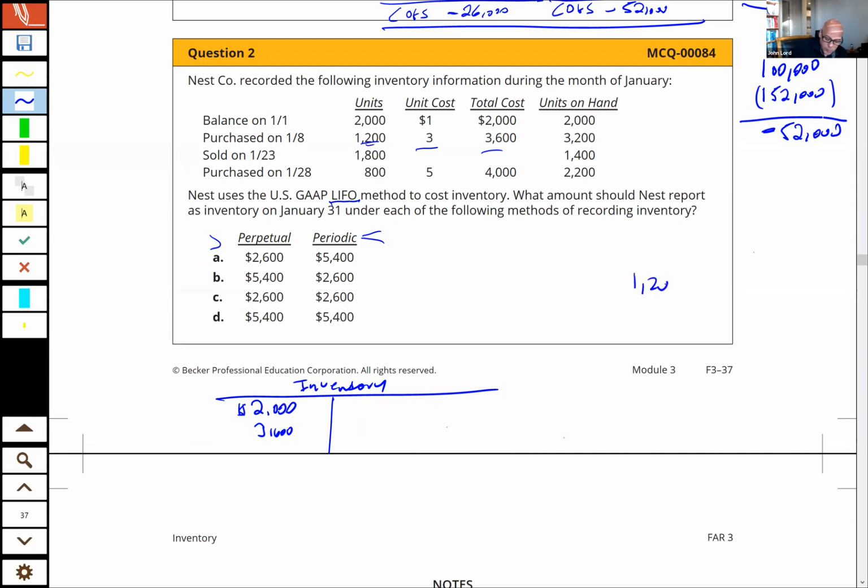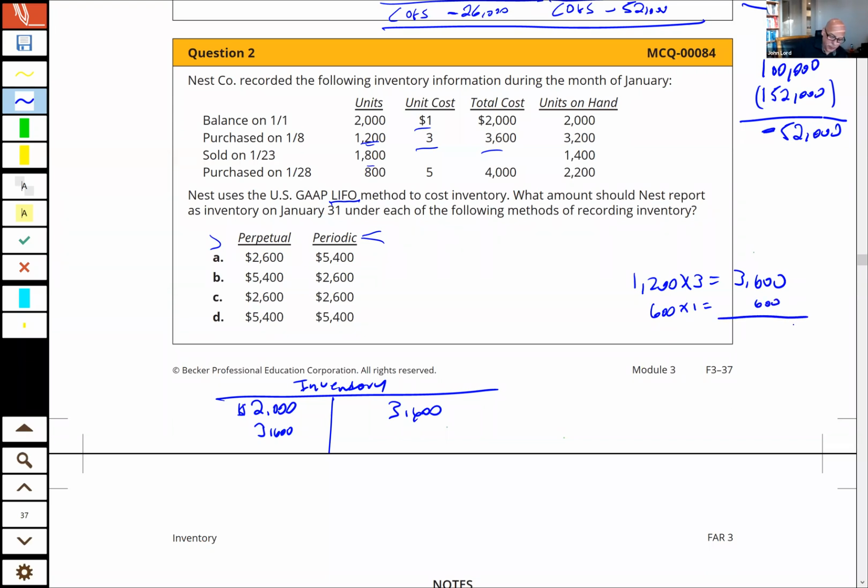1,200 at $3 each. That's 3,600. I know that's coming out using the perpetual method. And then I only have what? To make up for its 1,800, to make up the remaining 600 items, I'm going to have to pick from these dollar ones. So 600 items times $1 equals, of course, $600.